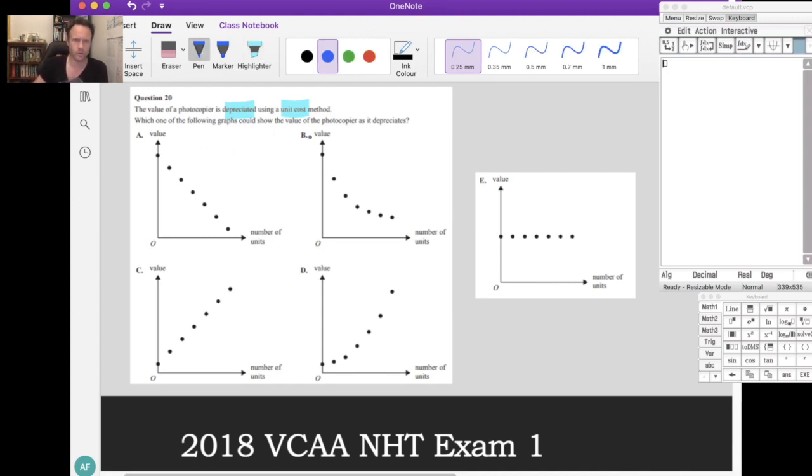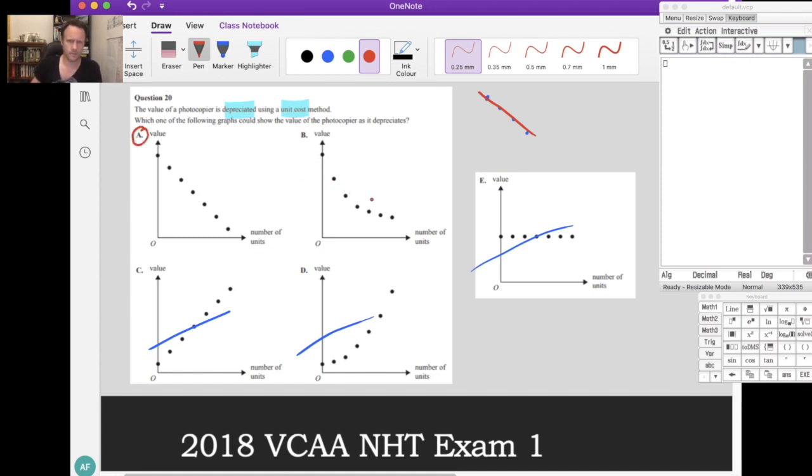Which one of the following graphs could show the value of the photocopier over time? Alrighty, we know that the photocopier is depreciating, so let's get rid of that and that and that straight away. Last of all, we need to ask ourselves how well we know the unit cost method. If it's worth something up here and it prints one page, and every page it prints it loses $1, so here it loses $1, it drops that much. Here it loses another $1 after it prints 2 pages, loses another $1 after 3 pages, and so on. We have a dead straight line. So our answer is going to be A.